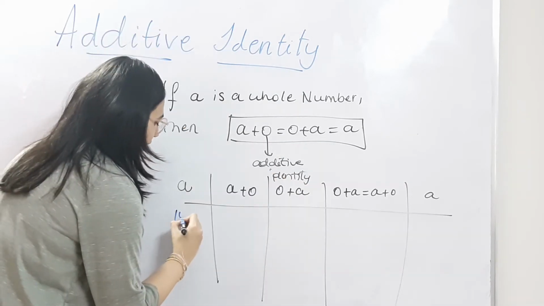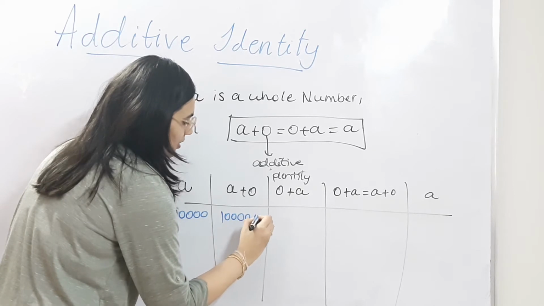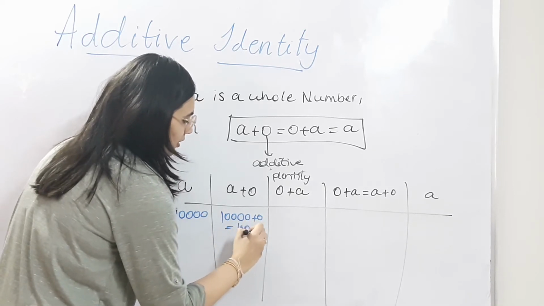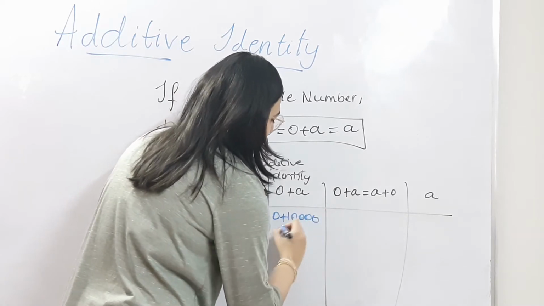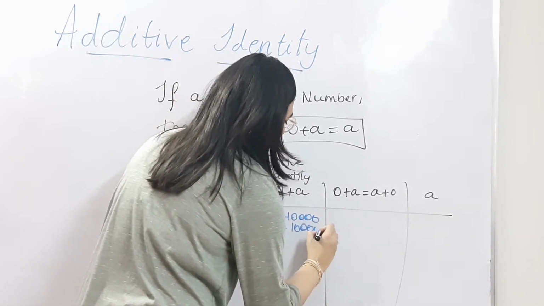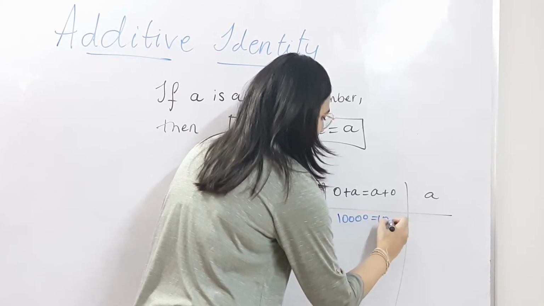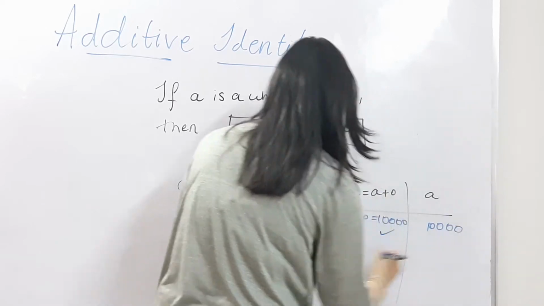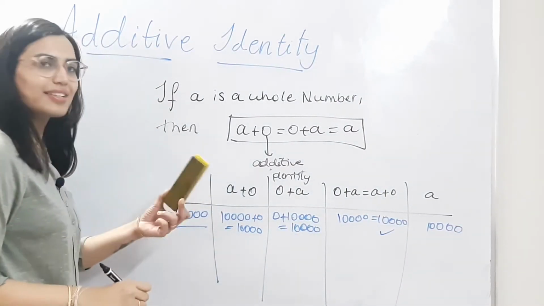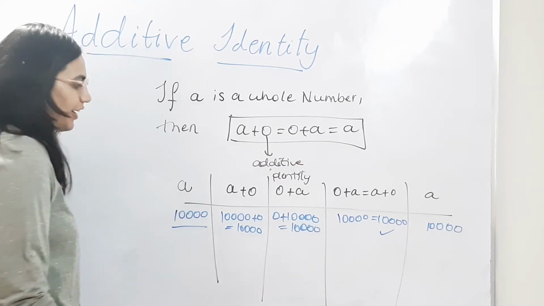If I tell A as 10,000 here, if I add 10,000 plus 0, what is the answer? 10,000 only. If I add 0 plus 10,000, what is the answer? 10,000 only. So we know that 10,000 is equal to 10,000, and the final answer is also 10,000 because A is 10,000. So this proves the additive identity.